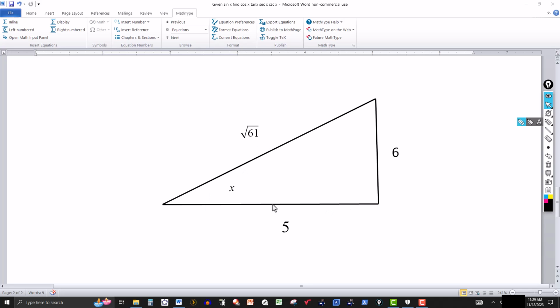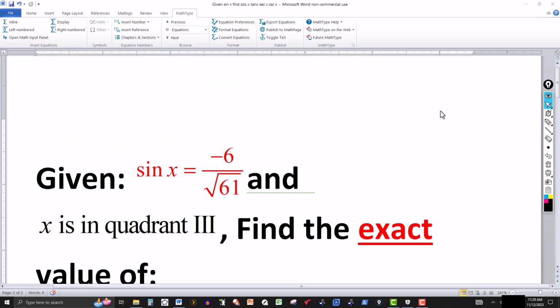And this is not to scale here. As you can see, this side looks smaller than this one, or it is smaller than this one, but it's not to scale. So this is 6 and this is 5. You construct the triangle. And if you were to use your calculator and take the inverse sine of negative 6 over the square root of 61, you would get approximately 50 degrees if you have your calculator set to degrees. So you can consider that as a reference angle.